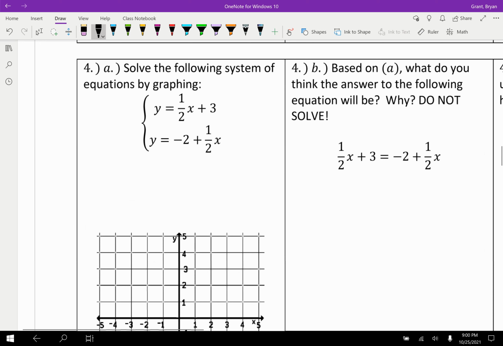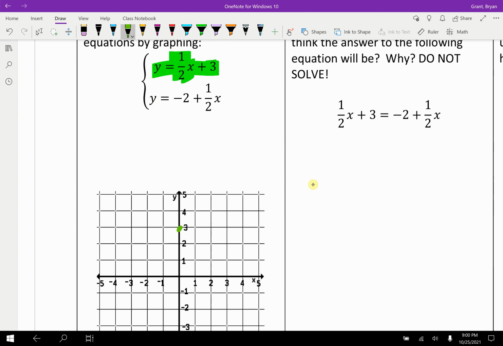So let's start with 4A. Solve each of these by graphing. Well, the top one definitely looks like slope-intercept form. We need to start at 3, and then use my slope, up 1 over 2, or down 1 to the left 2.